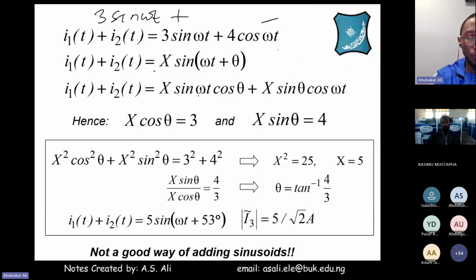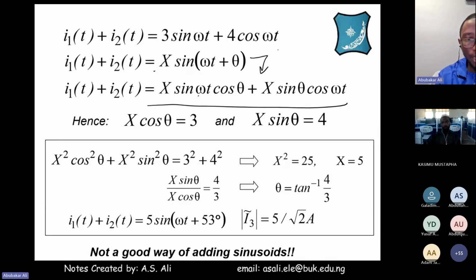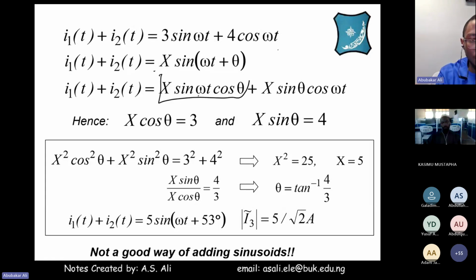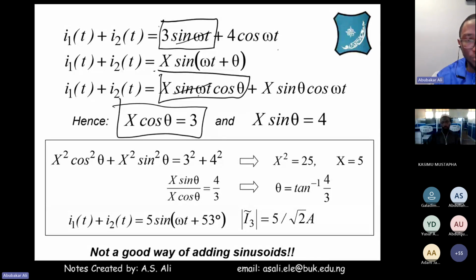So now that we have an idea of what is going to be the form of the summation of these two, we can use trigonometric analysis to break down sine omega t plus theta, and that will give you this value here. So what does this say? This is telling you that x cos theta equals 3. If you compare this and this, sine omega t, sine omega t, that means 3 equals x cos theta.